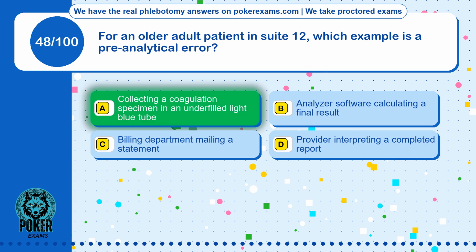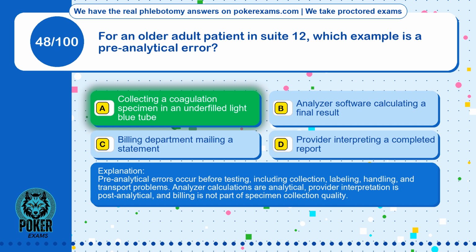The correct answer is option A. Collecting a coagulation specimen in an underfilled light blue tube. Pre-analytical errors occur before testing, including collection, labeling, handling, and transport problems. Analyzer calculations are analytical, provider interpretation is post-analytical, and billing is not part of specimen collection quality.